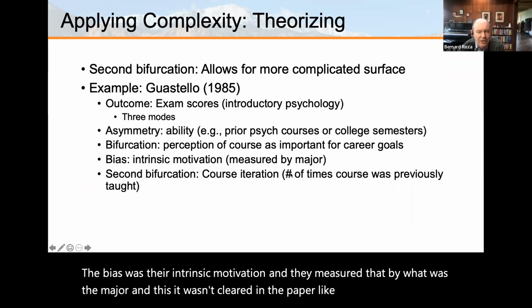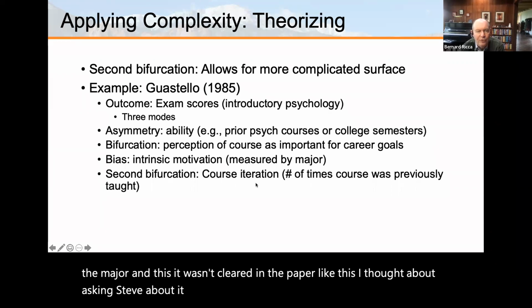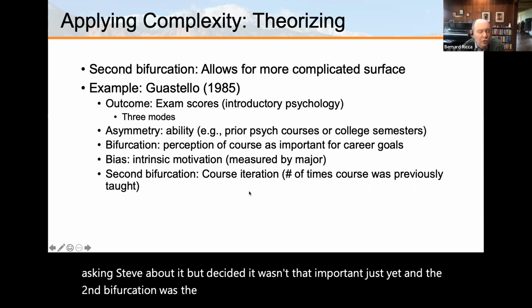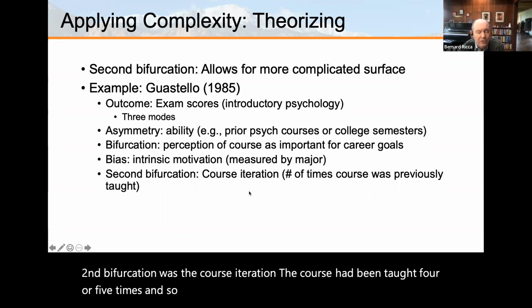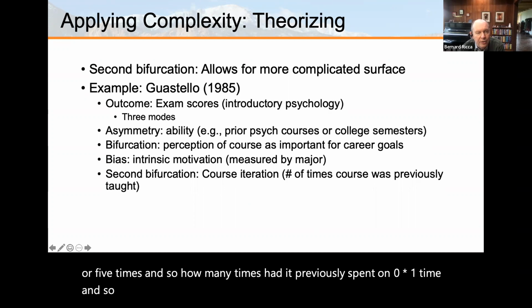It wasn't clear in the paper like this. I thought about asking Steve about it, but decided it wasn't that important just yet. And then the second bifurcation was the course iteration. The course had been taught 4 or 5 times, and so how many times had it previously been taught? 0 times, 1 time, and so on. And these turned out to be very good predictors of exam scores using a butterfly catastrophe.